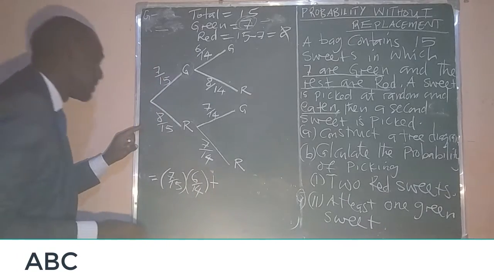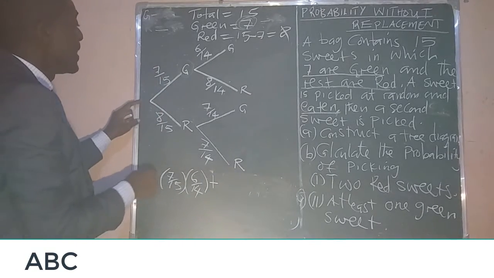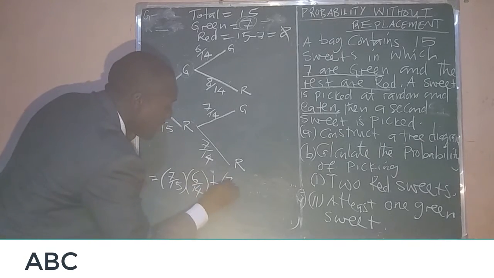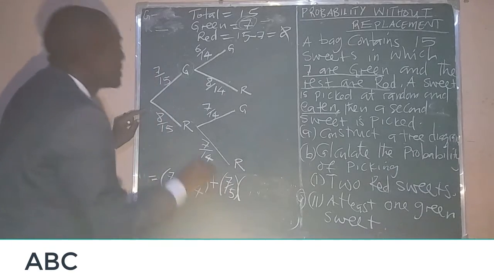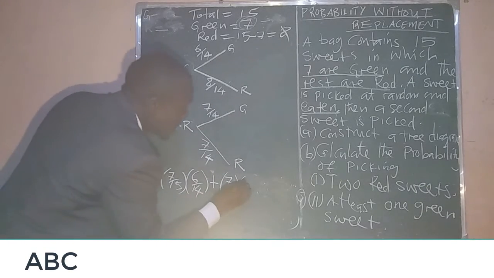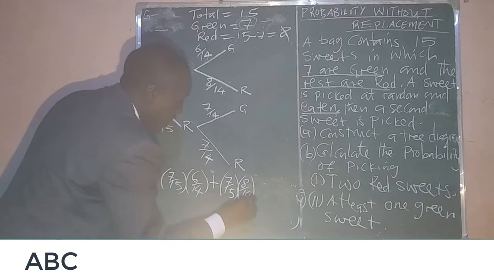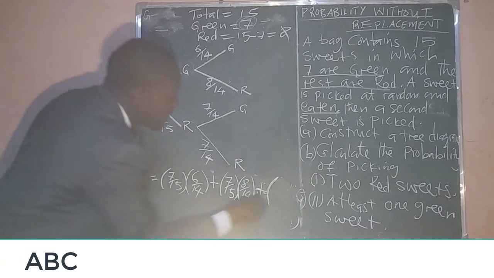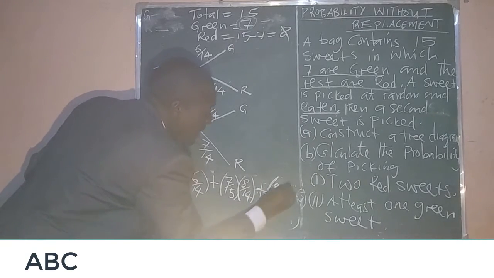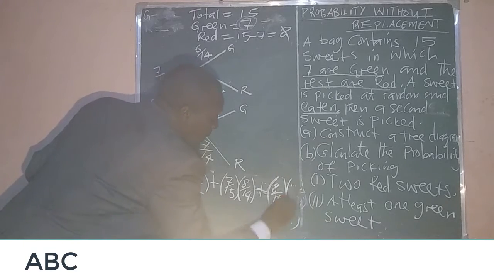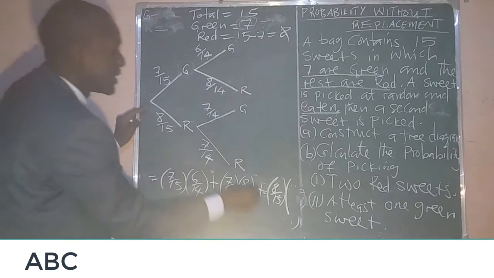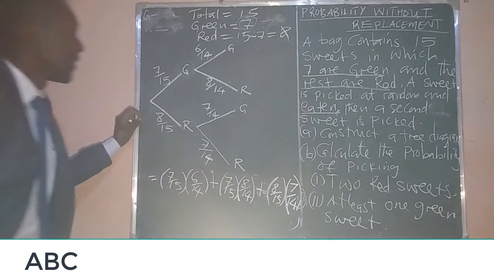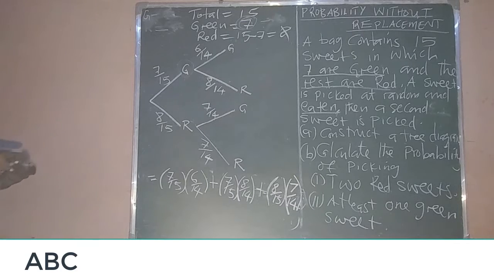Plus, the word or means plus green, red. So the first green is this one, 7 over 15, times red, which is 8 over 14, plus the last one, which is red, 8 over 15, times, from red you go to green, which is 7 over 14. Okay, so we have this, and then now we are going to need our calculators to calculate these probabilities.